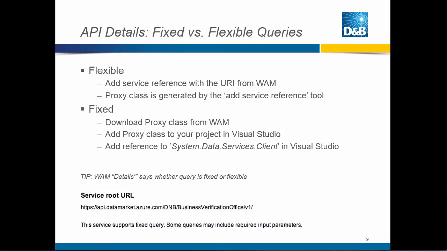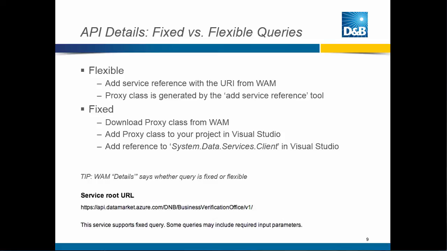So I mentioned earlier that when you're working with D&B APIs, you want to pay attention to whether the query is fixed or flexible. So what does that mean? With flexible, you can add the service reference with the URI from the WAM, and the proxy class is generated by the Add Service Reference tool in Visual Studio. So you can right click and say Add Service Reference and just pass in, for example, a URI in the format that's shown below, but that one is actually flexible. And in that case, the proxy class will be generated by Visual Studio, so you don't have to download it and add it to your project.